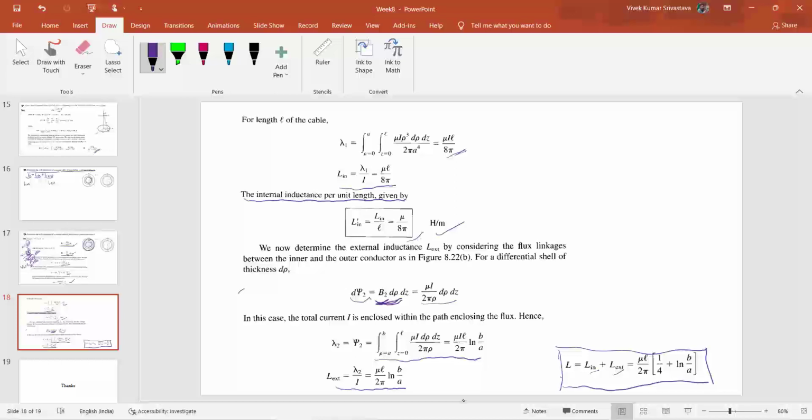That's how you can apply the Biot-Savart law and Ampere's circuital law for determining the inductance of any circuit or current carrying element. I hope this will be clear to you.